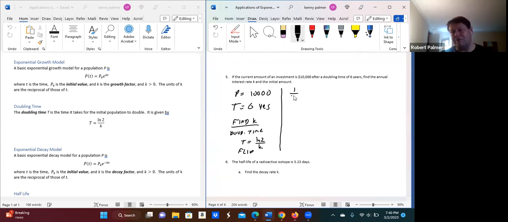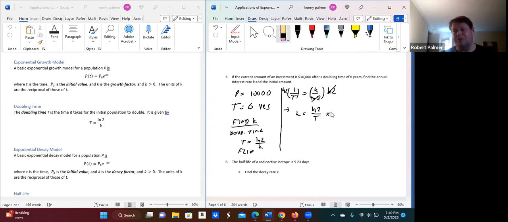So what I mean is, if T is equal to natural log of 2 over K, then 1 over T is equal to K over the natural log of 2. That's an equivalent statement. I just took the reciprocal of both sides. Now, multiply both sides by the natural log of 2. The natural log of 2 cancels out here, and we get that K, if we turn it around, is equal to the natural log of 2 over T. That's convenient.